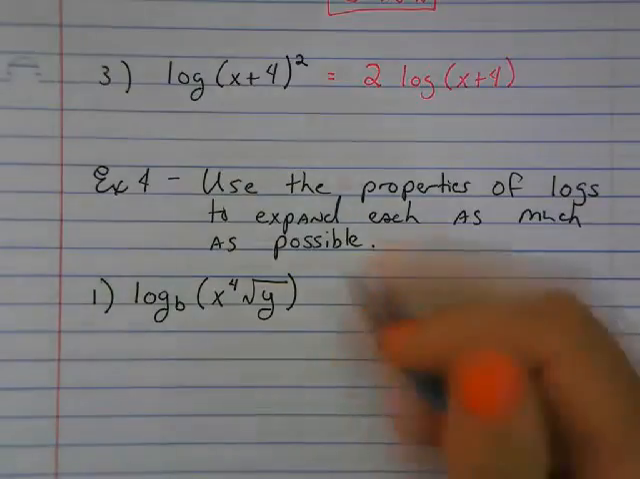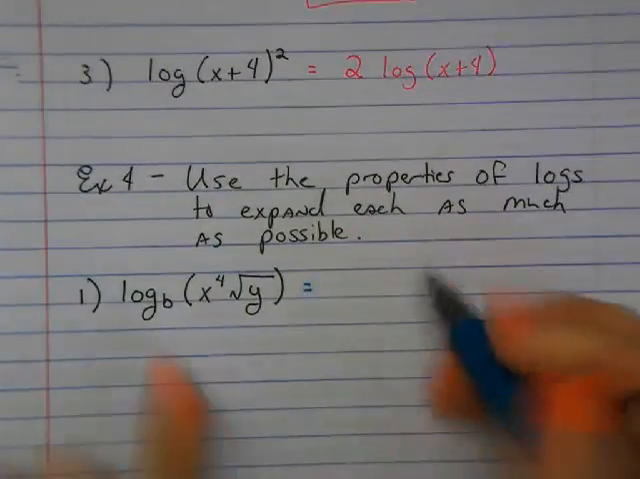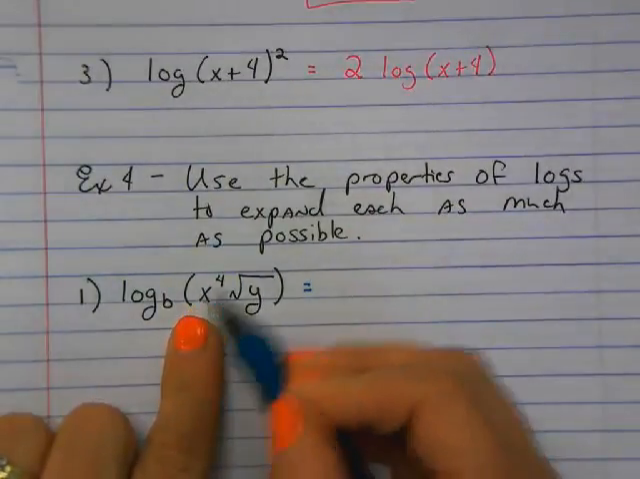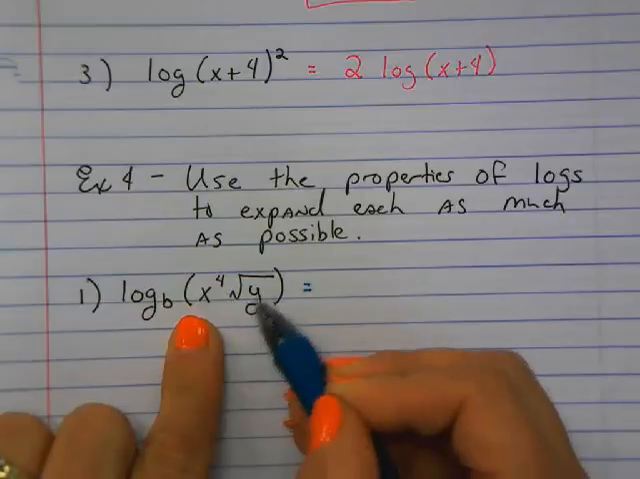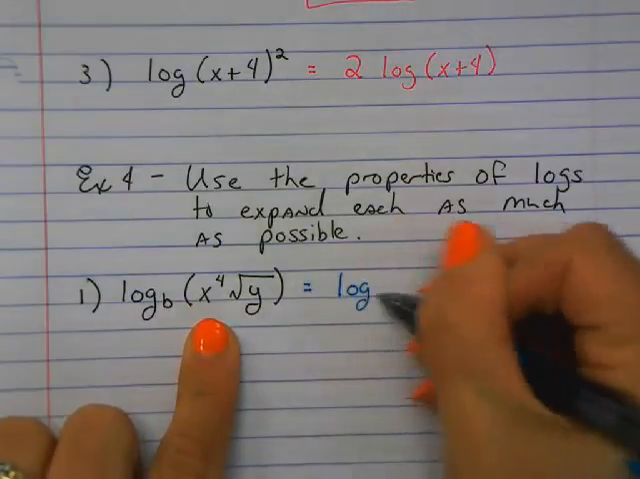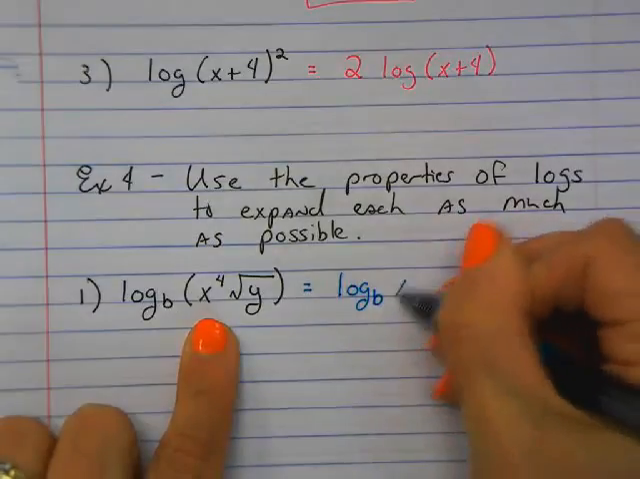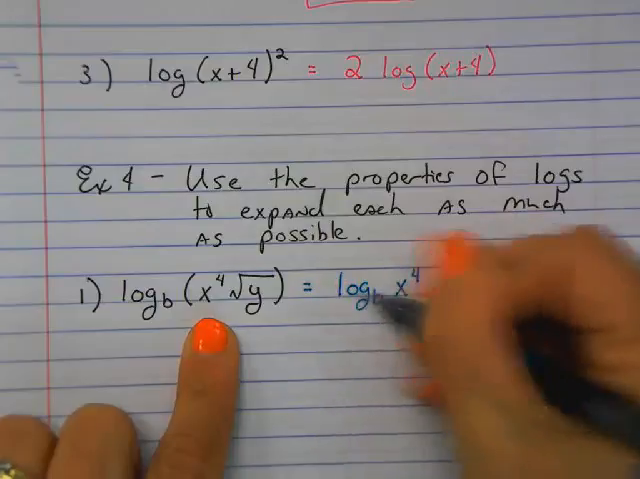First thing I'm going to do is realize that x to the 4th is being multiplied by the square root of y. So I know that with logs, multiplication is really going to be reduced to addition. So this is log base b of x to the 4th plus log base b of the square root of y.